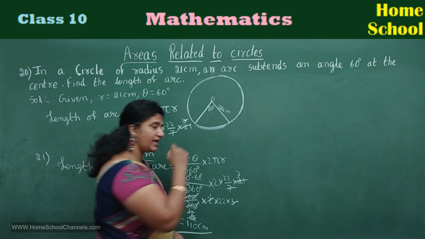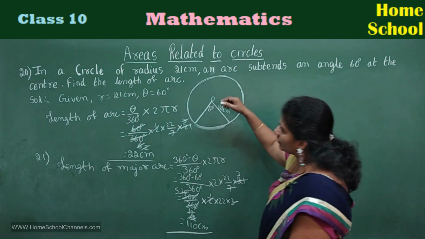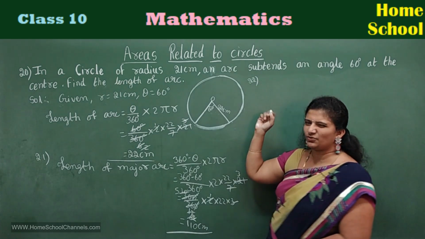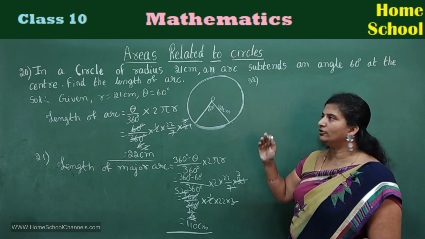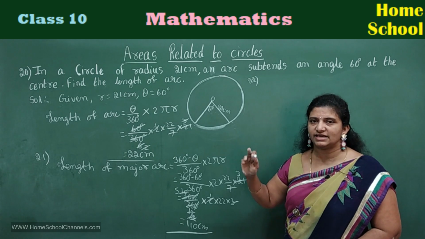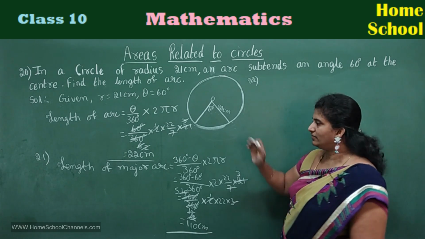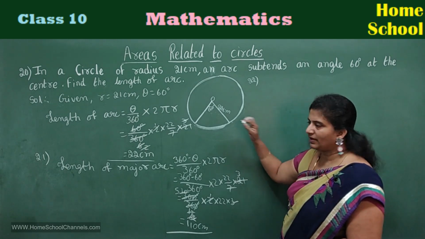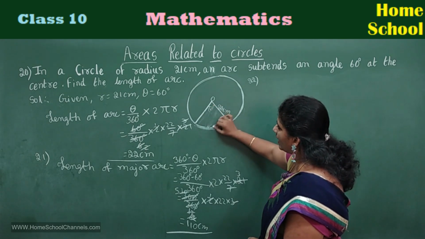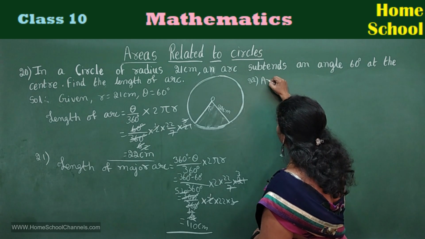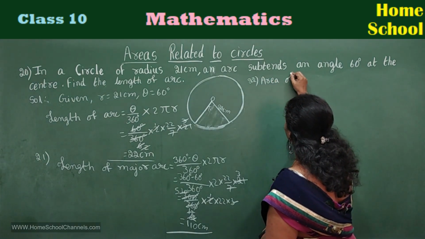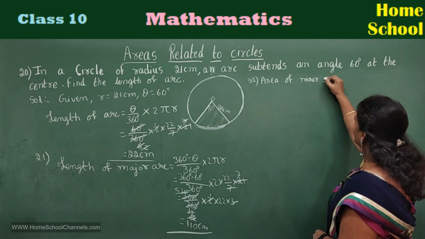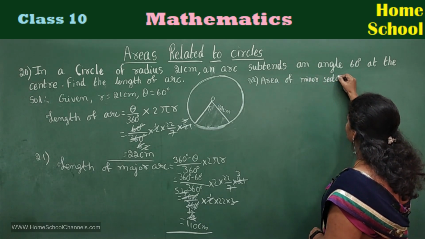Now let me take the same question. Same question, I am going to put another number, 22. What is this, 21 or 22? According to the revision schedule I am taking this as 22. Right? Now what are we going to calculate? The same problem. Area of the minor sector. Same question, children, no change.